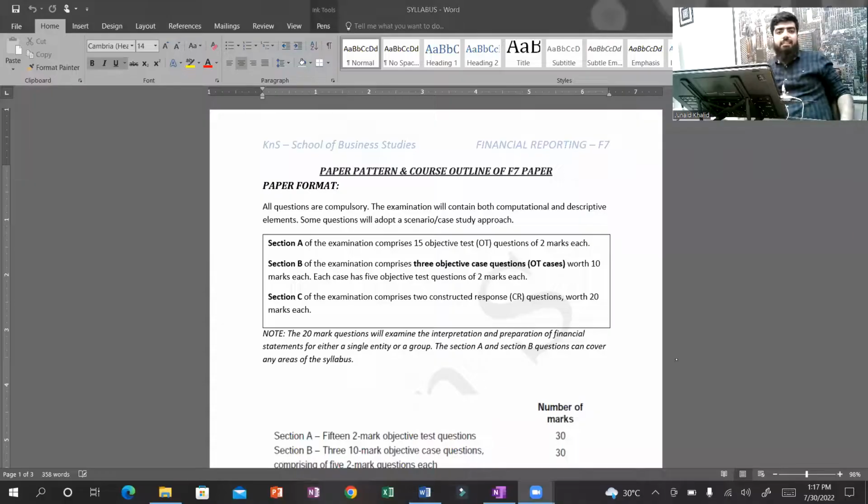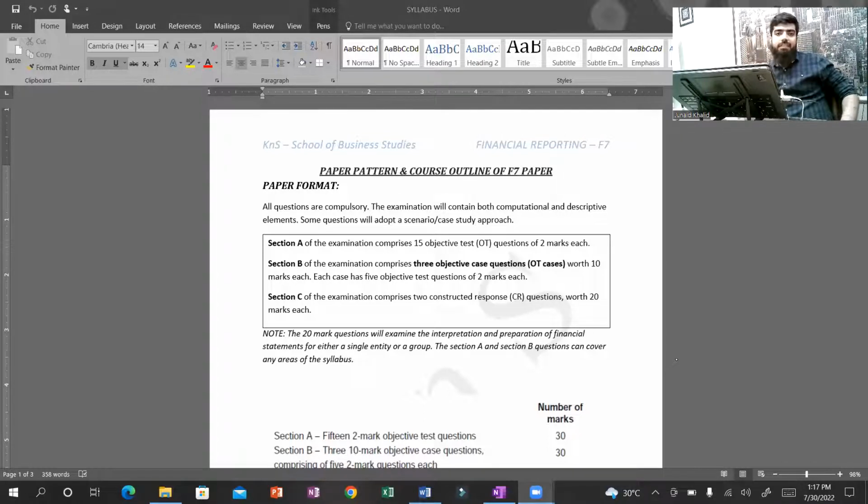First of all, let's discuss the paper pattern of F7, that is financial reporting. Basically, the F7 paper is divided into three sections, that is section A, section B, and section C. Now, section A will cover the OT questions, that is objective test questions, in which 15 MCQs will be tested, and each MCQ will carry 2 marks.